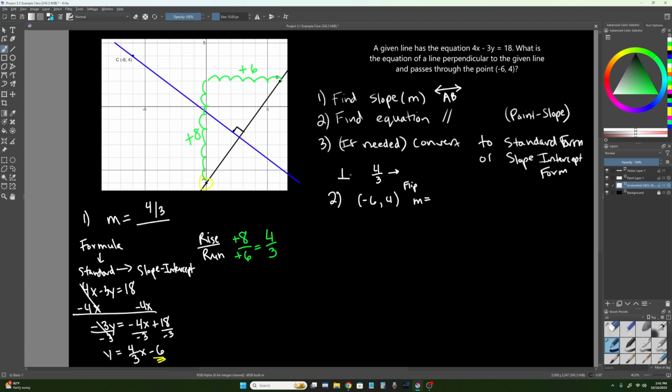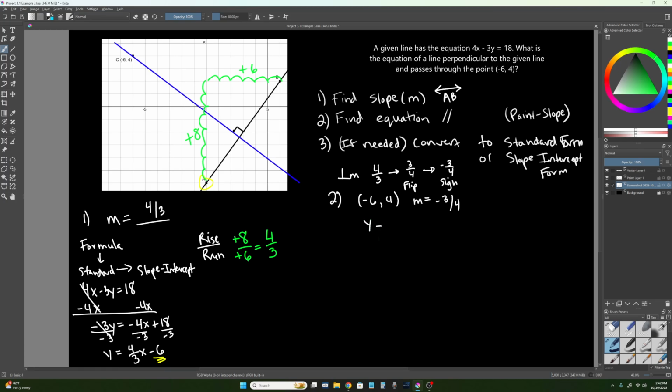So we'll do perpendicular m. We've got to flip it, so now it becomes 3/4. And then we've got to change the sign on it, and so when I do that, it becomes negative 3/4. So I would say that my slope is negative 3/4. Now that I have that, I can just go ahead and plug those things into point slope form.